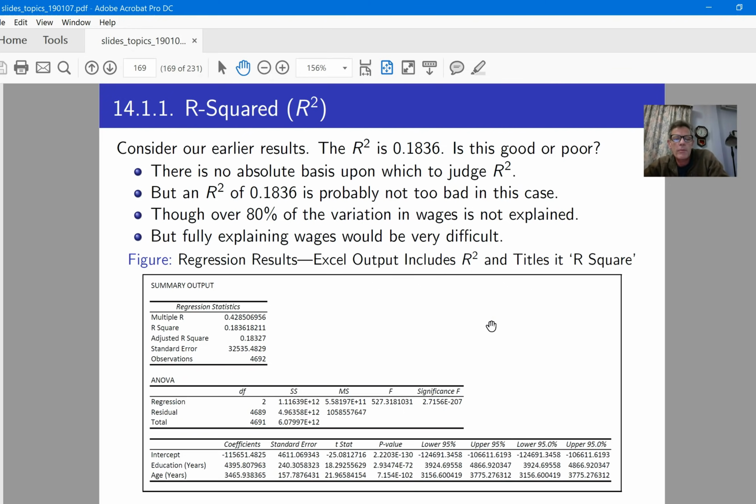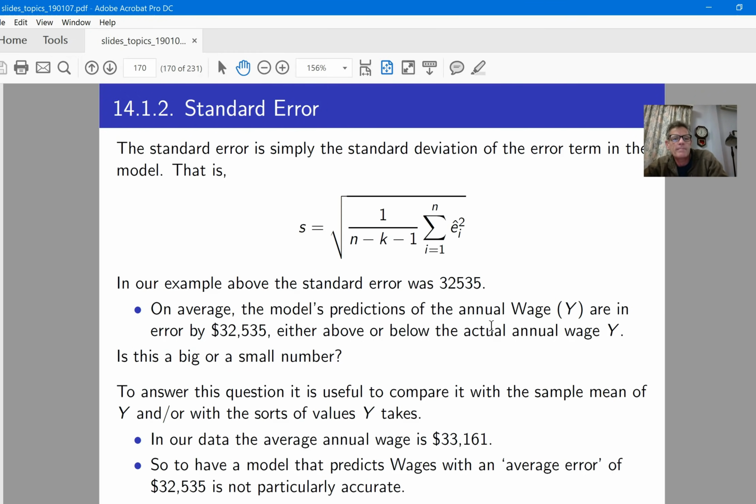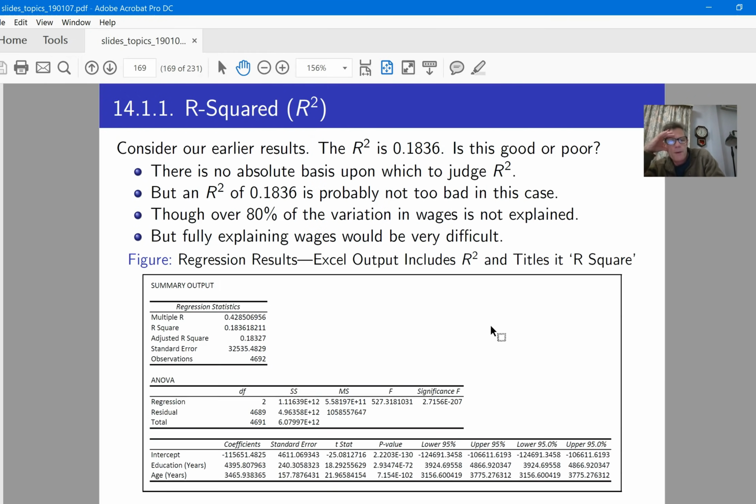Okay, so as I said before, that looks fairly mediocre, but we know from experience that actually modelling wages, that kind of individual level outcome, is very difficult, so it turns out that that's not too bad an outcome. That's our first means of judging whether we've got a good model.